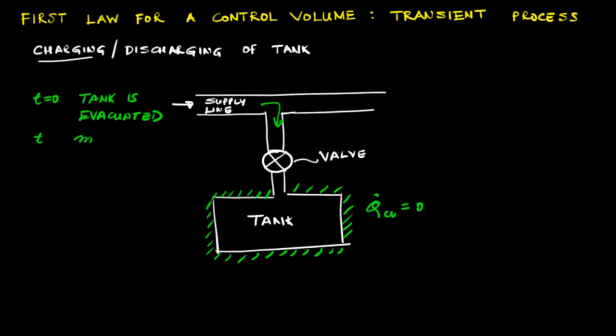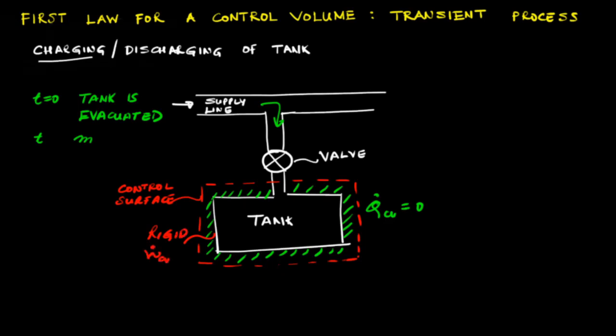And in this case, if we want to apply the first law to this tank, let's consider a control volume given by this dashed line. So this will be our control surface. Clearly, if the tank is rigid, then there is no work, except the flow work. So there is no work done on this particular system.